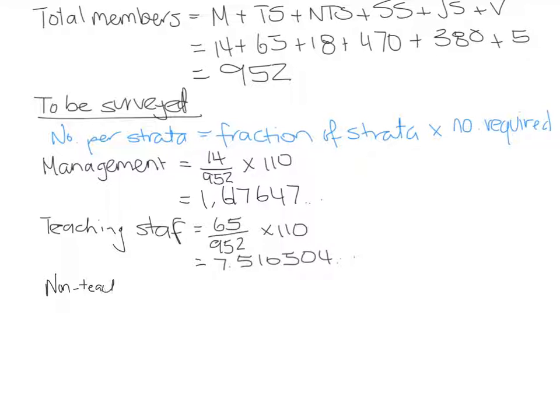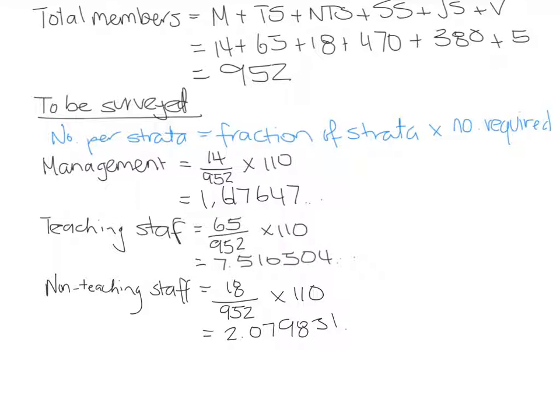So non-teaching staff. When we have a look up here, non-teaching staff, that was 18, so we could get that from the table. So 18 out of 952 in total in the school, and we'll multiply it by 110, because that's how many we want in the sample. And we end up with 2.079831. It keeps going.